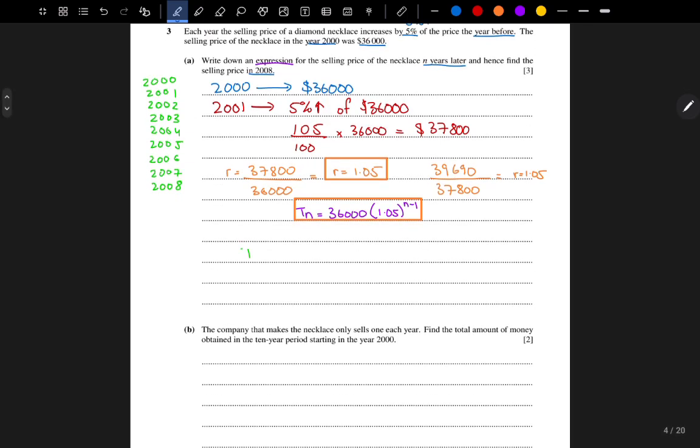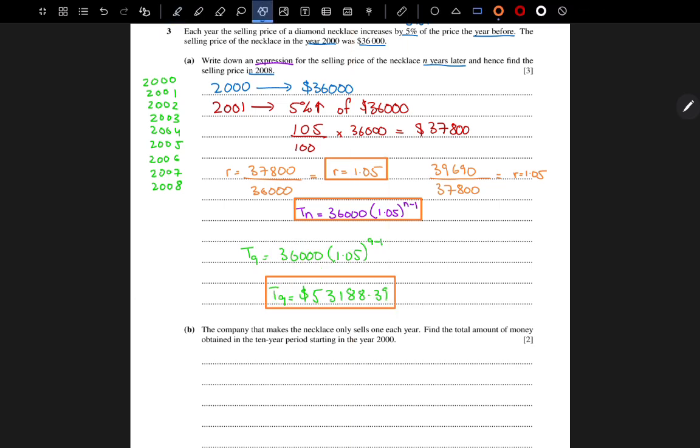So this will be term number n, which is basically term number 9, equal to 36,000 times 1.05 to the power of n minus 1, which is 9 minus 1, which will give us 8. And term number 9 will be equal to $53,188.39.